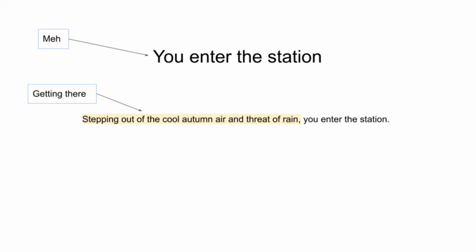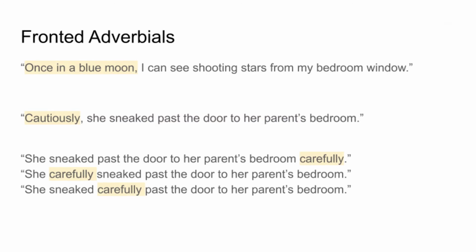For example, once in a blue moon, I can see shooting stars from my bedroom window. The phrase once in a blue moon modifies I can see shooting stars from my bedroom window by explaining how often it happens, in this case very rarely. They can be just one word, for example, cautiously, she sneaked past her parents' bedroom.